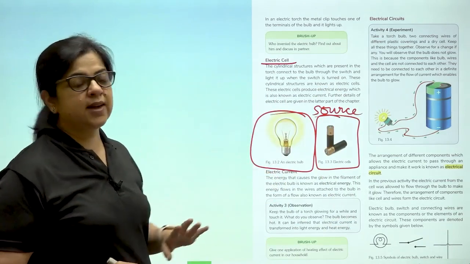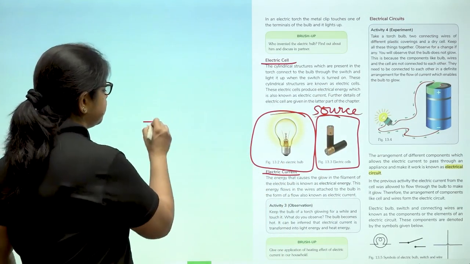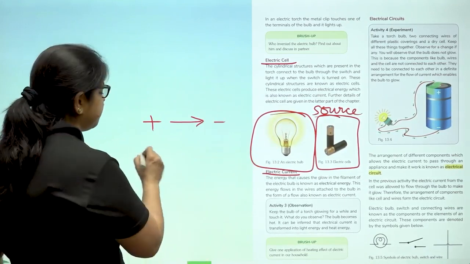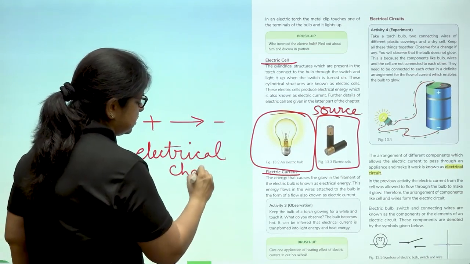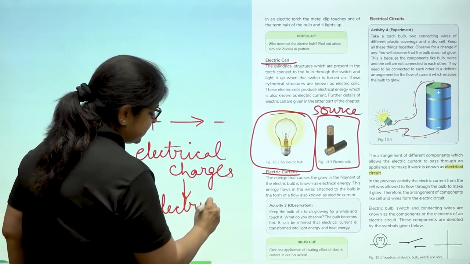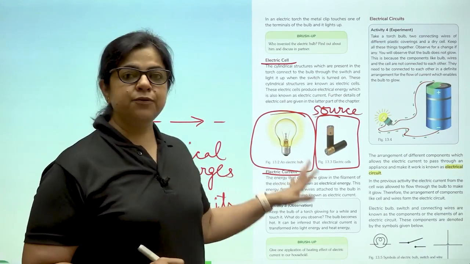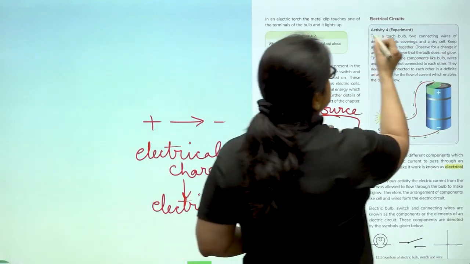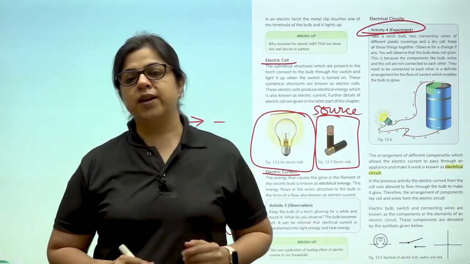Now how does electric current flow? Electric current always flows from positive to negative terminal. And current is actually the flow of electrical charges. And these charges, when they flow, they give us energy, which is known as electrical energy or electricity. The flow of electric current can be seen in a simple setup in which we light a torch bulb. Now, how do we do that? Let us watch a video and understand that.